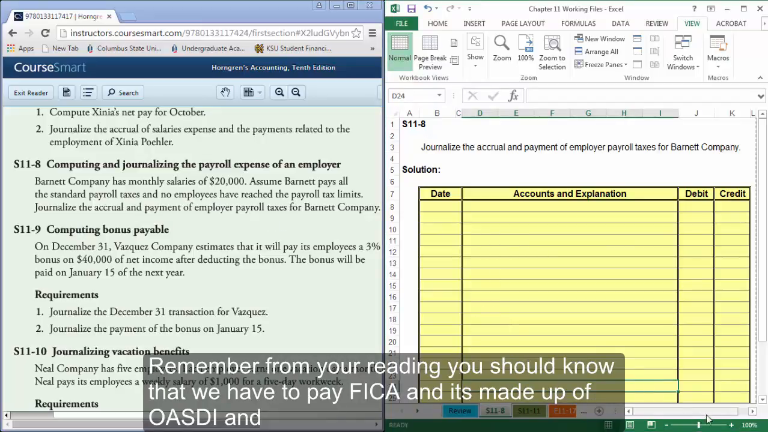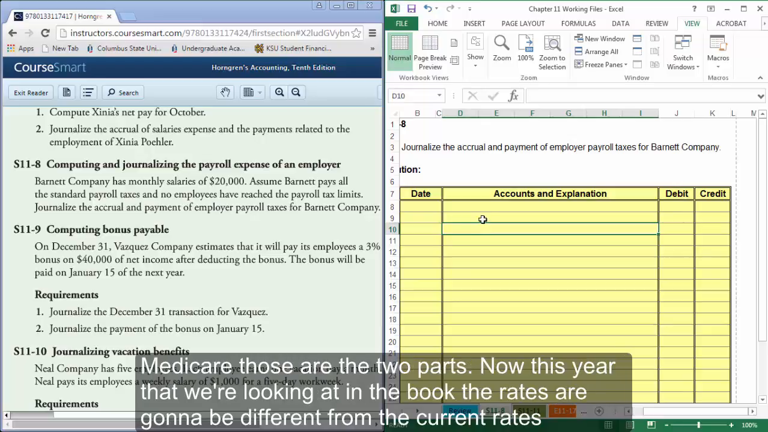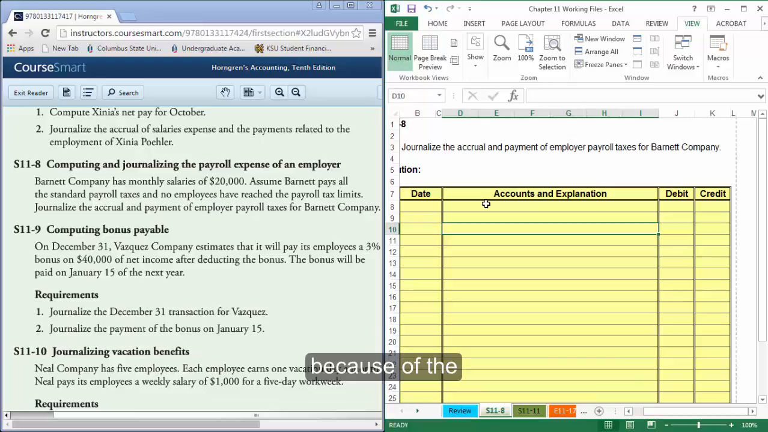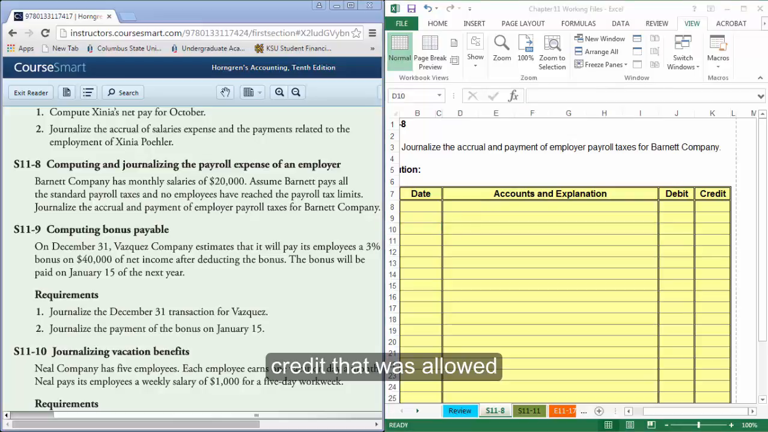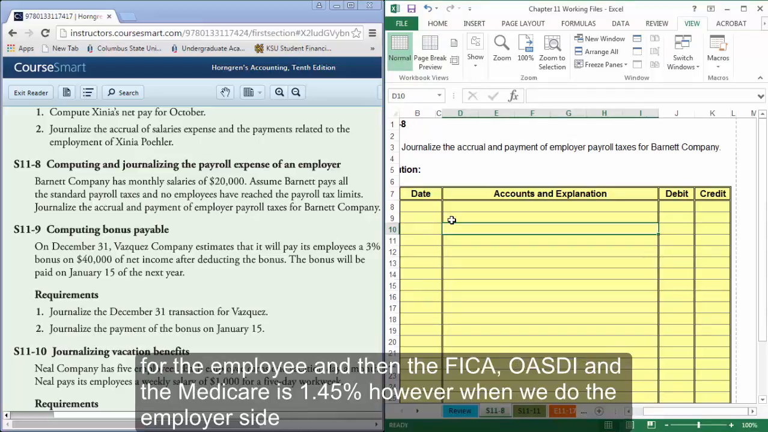So remember from your reading, you should know that we have to pay FICA, and it's made up of OASDI and Medicare. So those are the two parts. Now this year that we're looking at in the book, the rates are going to be different from the current rates because of the credit that was allowed. So the current rates will be different. Okay, so for the purposes of our text, for employees, the FICA portion is 4.2% for the OASDI, and the Medicare is 1.45%.